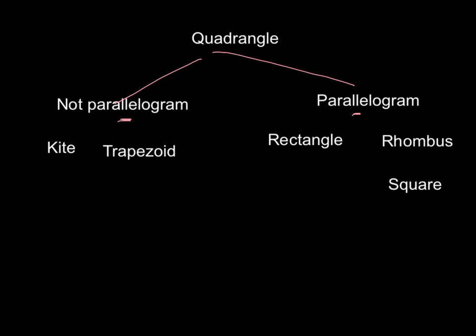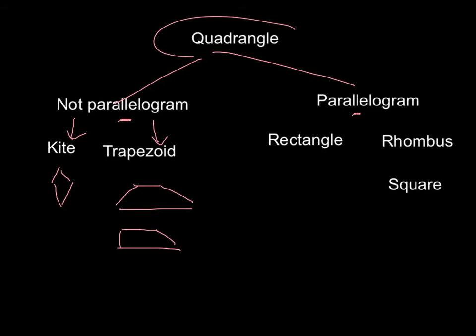The shapes that are not parallelograms are the kite and the trapezoid. Remember, the kite has 2 sides next to each other that are the same length, and then 2 other sides that are the same length. There are no parallel sides. A trapezoid always has 1 pair of parallel sides, but the other 2 do not need to be parallel. The quadrilaterals that are parallelograms are the rectangle and the rhombus. A square is a special type of rhombus.